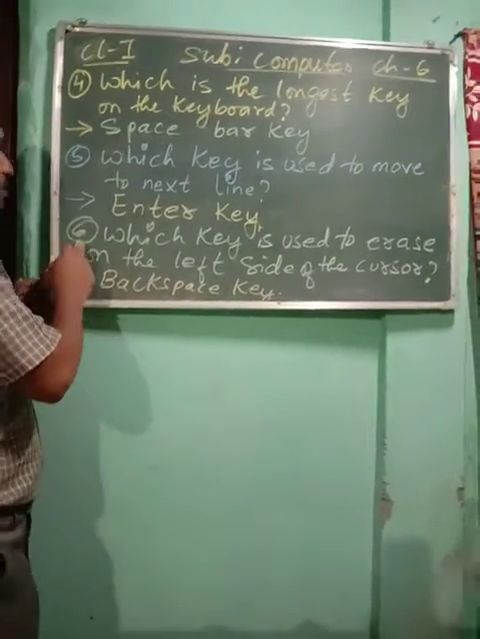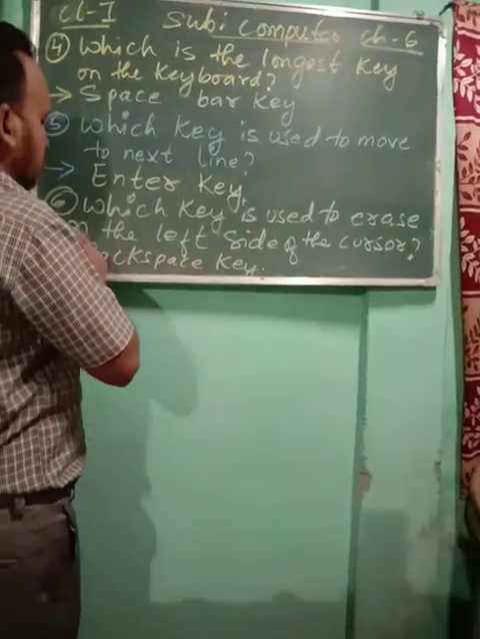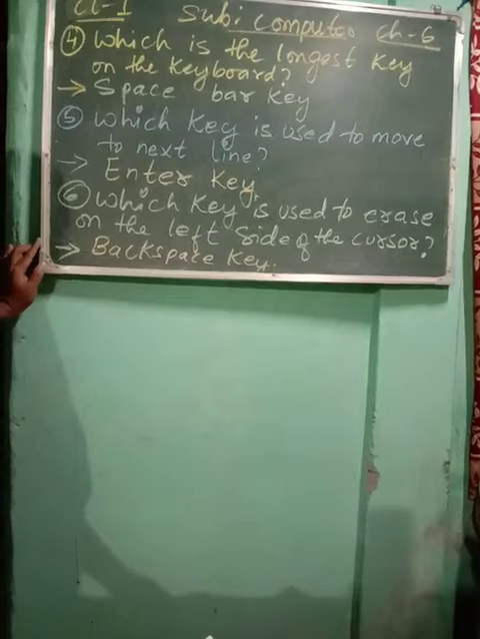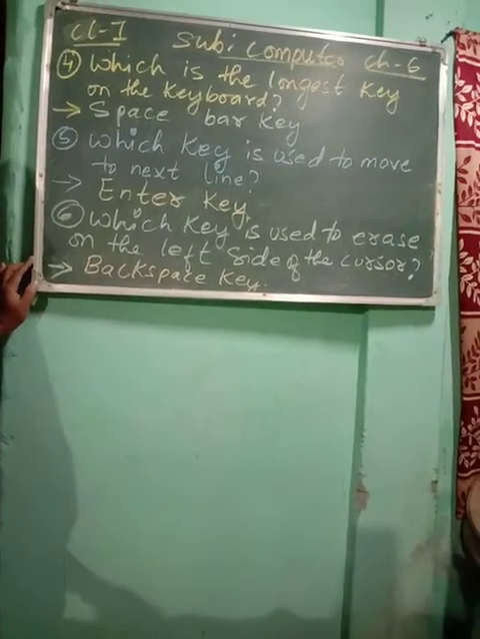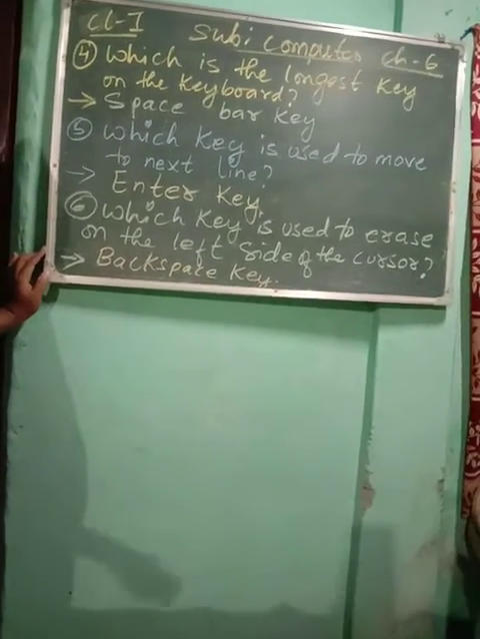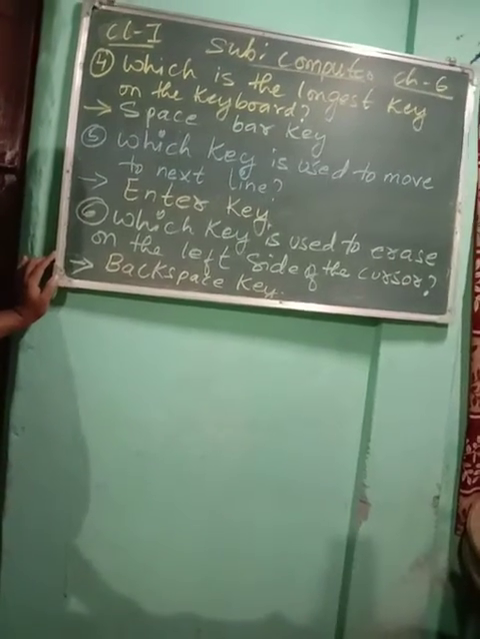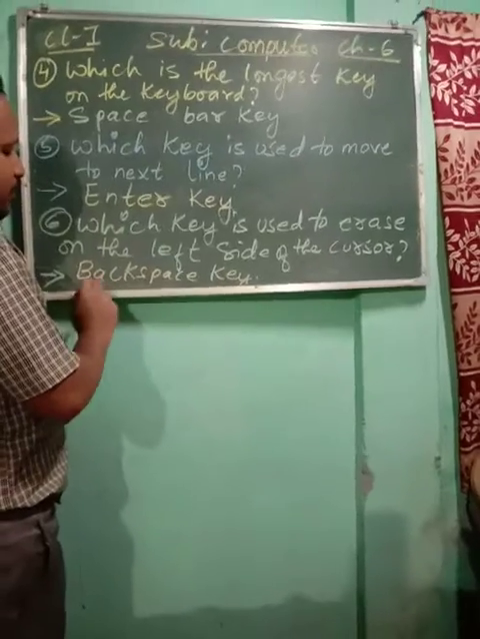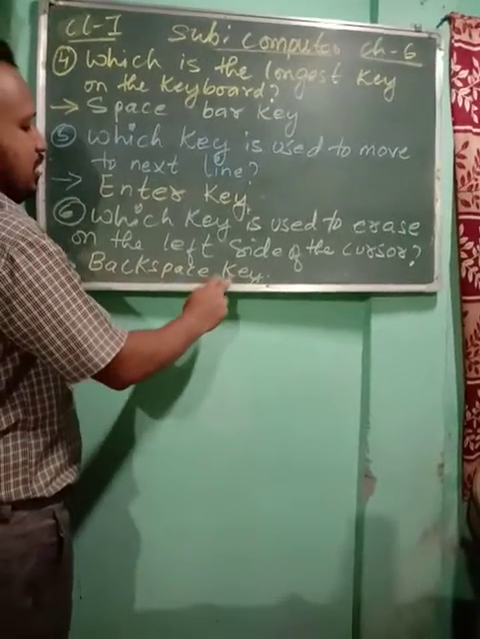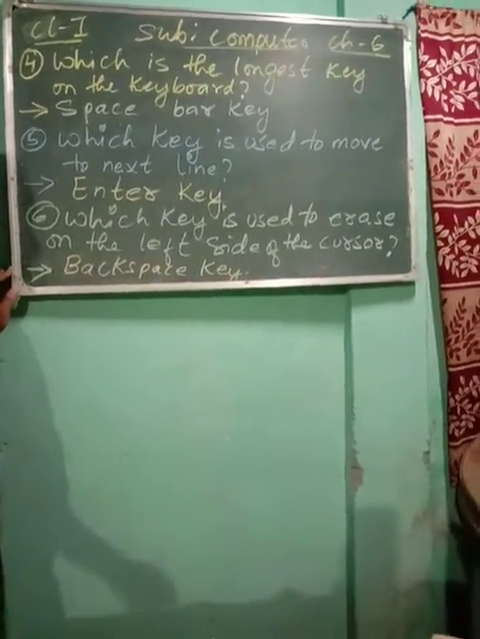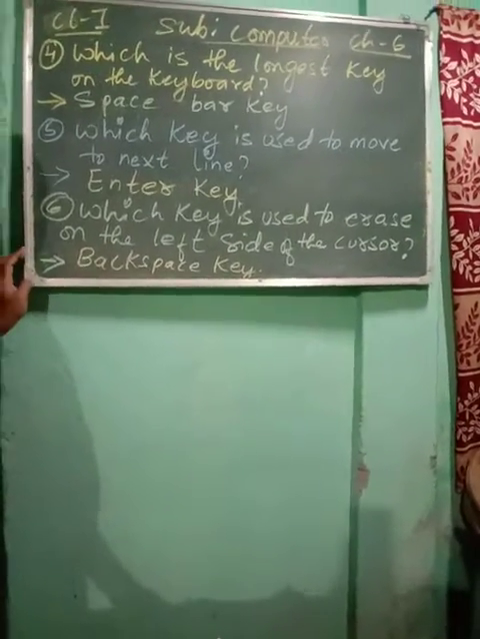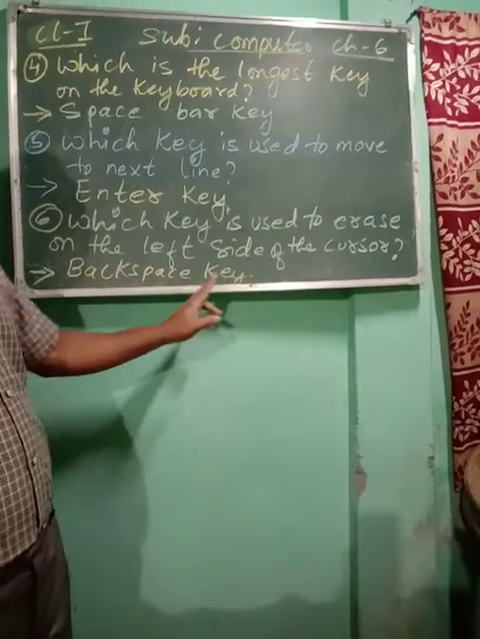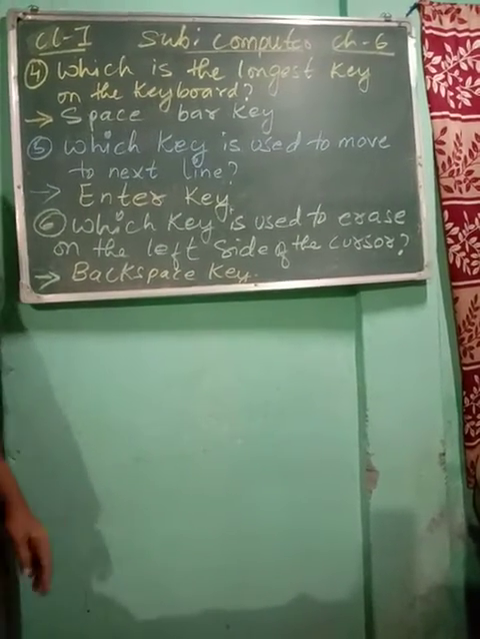Now number 6. Which key is used to erase on the left side of the cursor? If you have made any mistake while typing, a spelling mistake or an error, which key will you use to erase it? That is your backspace key. Which key is used to erase on the left side of the cursor? Backspace key. Children, you will learn all these.